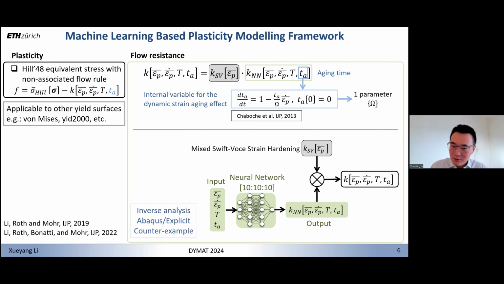To train this neural network, there are a couple of things to keep in mind. We write the neural network into a user subroutine in Abaqus Explicit, and we calibrate it using an inverse analysis type of method to deal with the convergence issue in the elastoplastic subroutine. We use a counterexample regularization technique to control the strain rate sensitivity. All these details can be found in our papers.